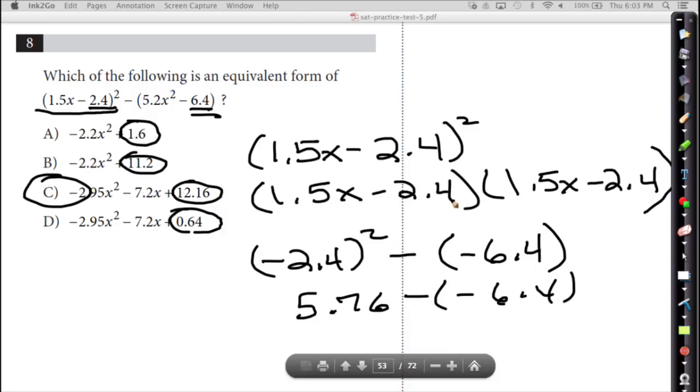The other trick I would say, if you look at this question, you're going to have middle terms. And what I mean by that is, let me erase here.